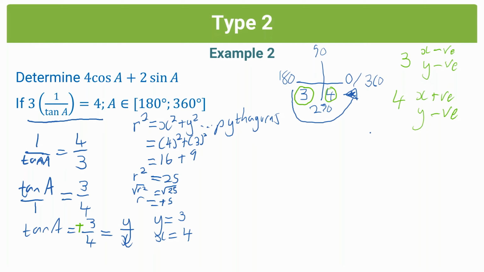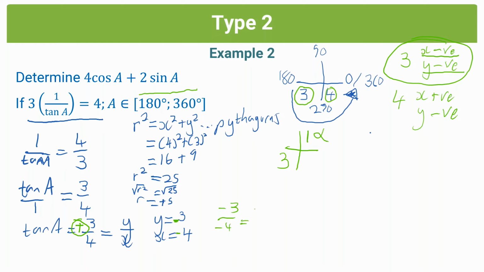So we know that our quadrants that A might lie in are quadrants 3 or 4. And we also know that tan A is positive because tan A is equal to positive 3 over 4. And now from the CAST rule, we know that tan is positive in quadrants 1 and 3. So the quadrant we must be working in for tan A to give us a positive answer must be quadrant 3. It can't be quadrant 1 because we're told that A is between 180 and 360. So in quadrant 3, we know x is negative and y is negative. So we'll put a negative by our 3 here and a negative by our 4 there. So negative 3 over negative 4 still gives you the positive 3 over 4 that we have for tan A.